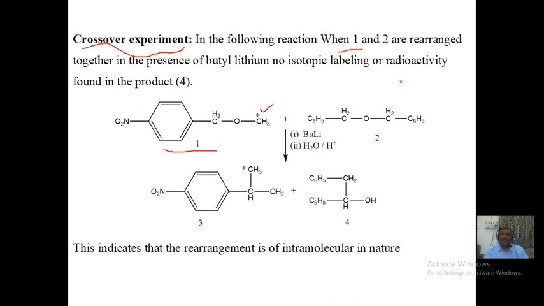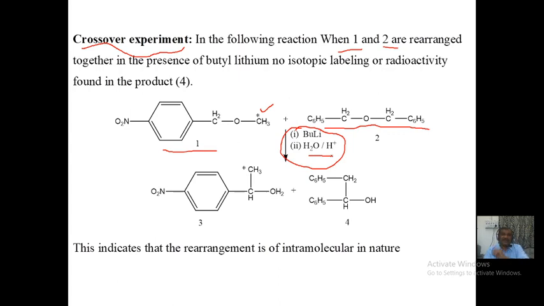In the same round bottom flask, you are taking compound number 2. This is compound number 2, friends. See here, dibenzyl ether, isn't it? Both are going to be treated in the same round bottom flask with an organic base. Here it is butyl lithium in the presence of acidic medium.